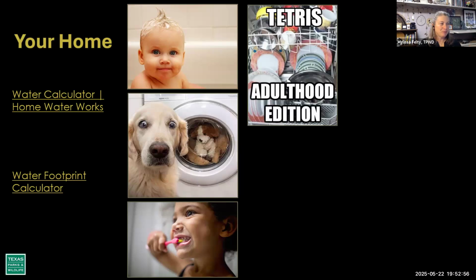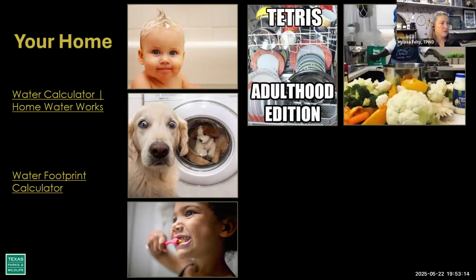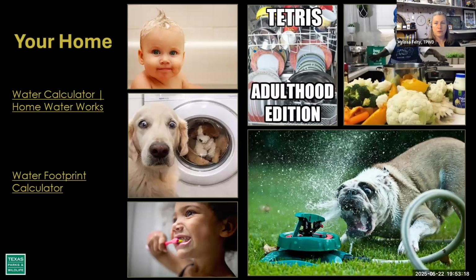Also, there's a commercial out there that drives me nuts that says you only need to put in one dish and one cup and one spoon, because it's only 2.5 gallons. Fill that thing up. I think this is the adult version of Tetris. Our cooking as well, but the biggest one is going to be our landscaping.